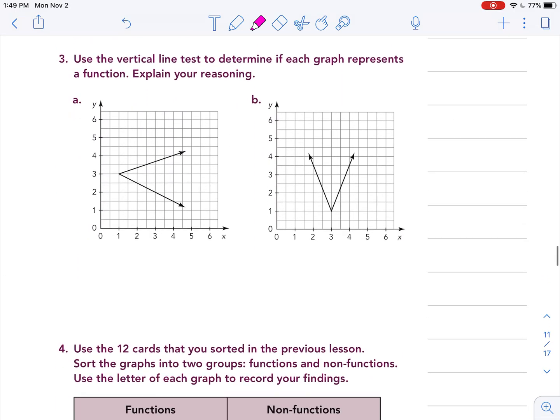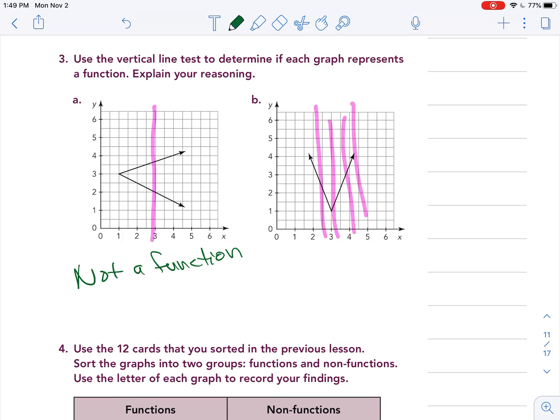Okay? So I'm going to draw a vertical line. Right there. Does it hit it more than once? Yes, it did. So it's not a function. Over here, if I draw a vertical line, draw it wherever you want, you're still only going to hit it one time, so it is a function.